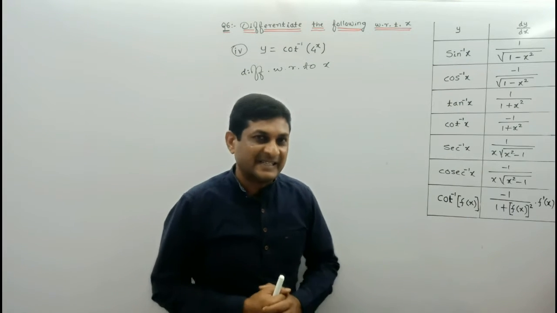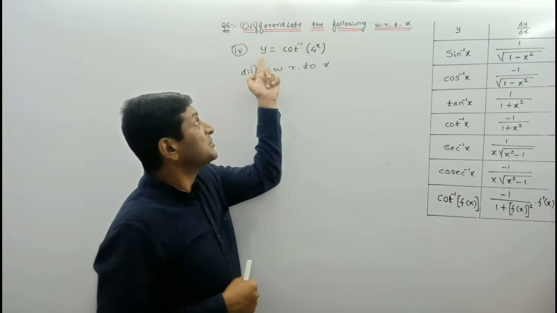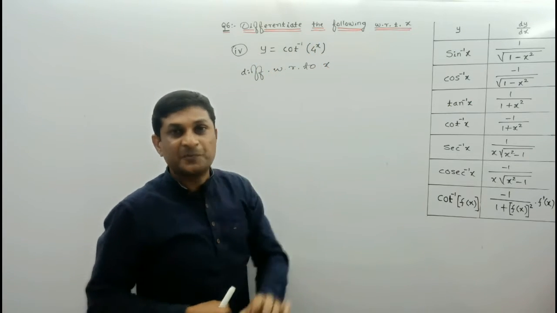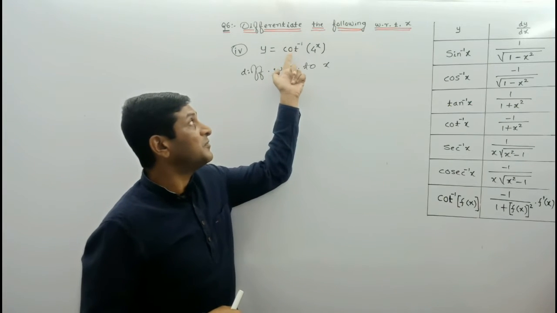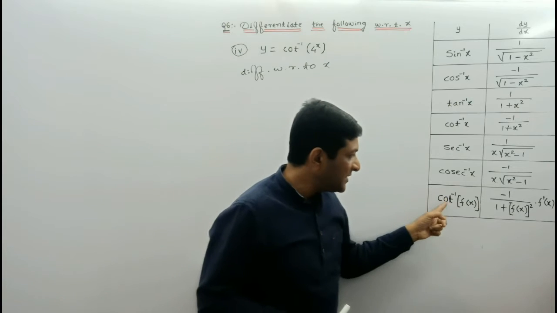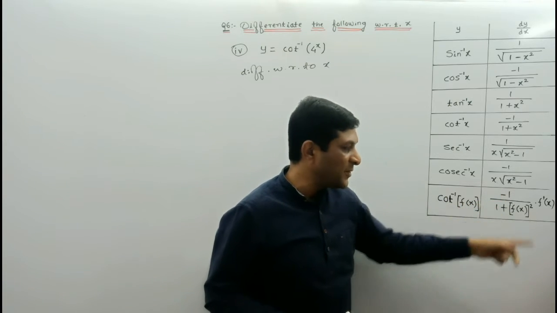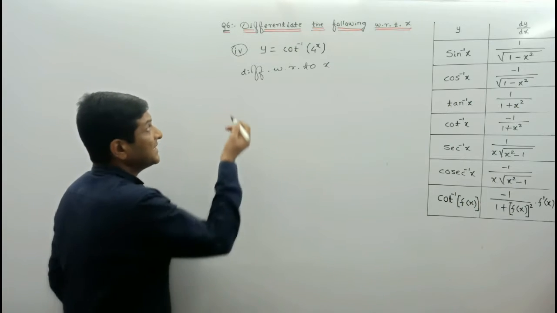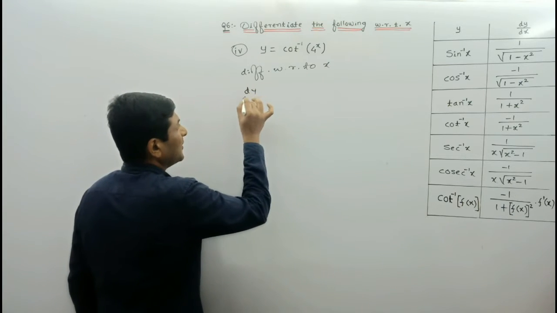Now observe the next example. In this example, the given function is y is equal to cot inverse of 4 raised to power x. Means we can observe that the given function is in the form of cot inverse of f of x. And we know that the derivative of cot inverse of f of x is minus 1 upon 1 plus square of f of x into derivative of f of x. Just apply this formula. So what result we will get?